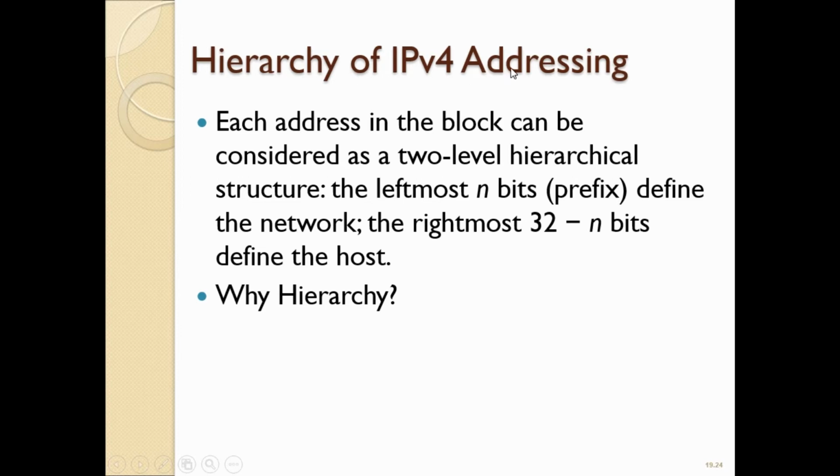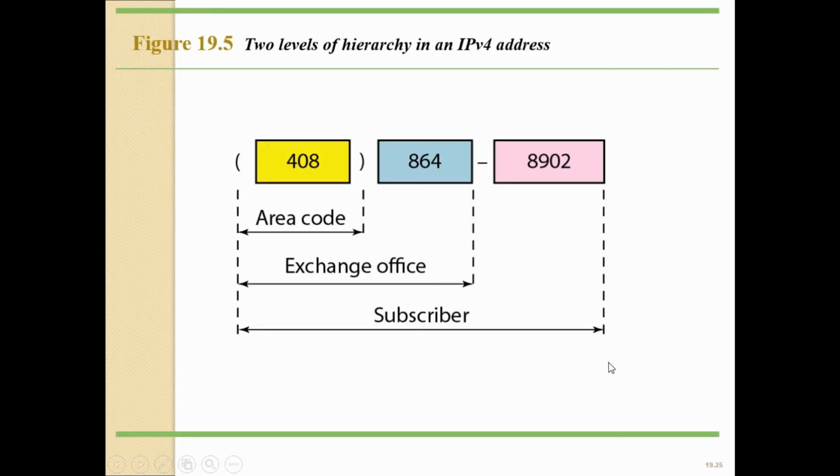Hierarchy of IPv4 addressing. Each address in the block can be considered a two-level hierarchical structure. The leftmost n bits, the prefix, define the network, and the rightmost 32 minus n bits define the host. So why do we choose hierarchy? In the given figure, we can see how levels of hierarchy are represented. The first part represents the area code, the second the exchange office, and the third the subscriber.